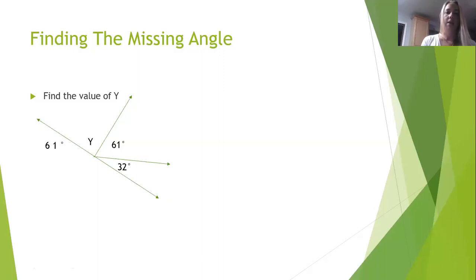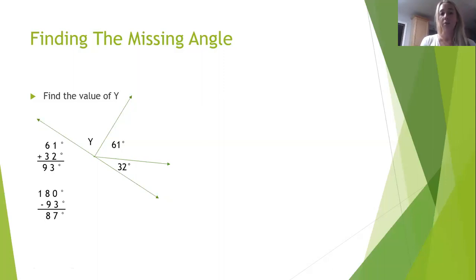So the first strategy that I'm going to do is I'm going to add the two angles that I know their measurements for. 61 plus 32 equals 93. Now, as you remember, a straight angle is a measurement of 180 degrees. So now I need to subtract 93 from 180, and I will get, my difference will be angle Y, 87 degrees.